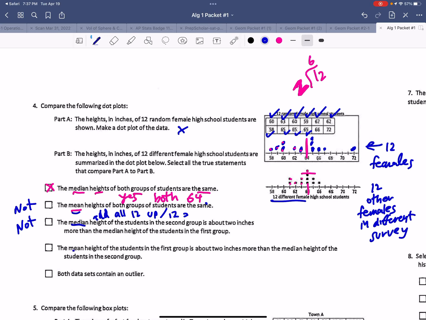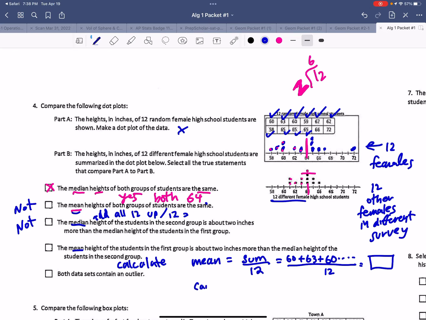I'd have to calculate this, and I don't want to take time tonight to do it, but I could. So how would I calculate the mean? I'm going to add them all up, which is called the sum, and divide by the number of numbers. So I'd add them all up, 60 plus 63 plus 60, and so on, all the way, and then divide that by 12, figure out what that number is, and compare it to 64, which is its median. That's what the question's asking.